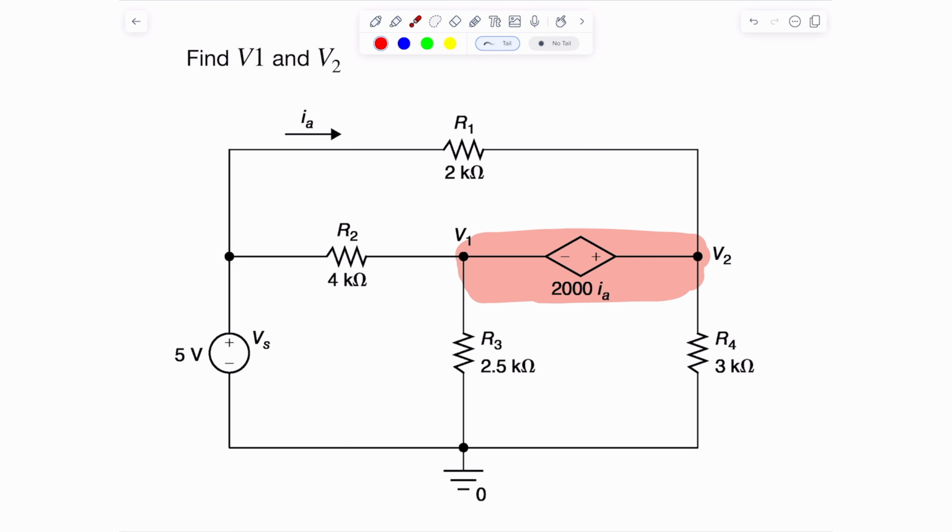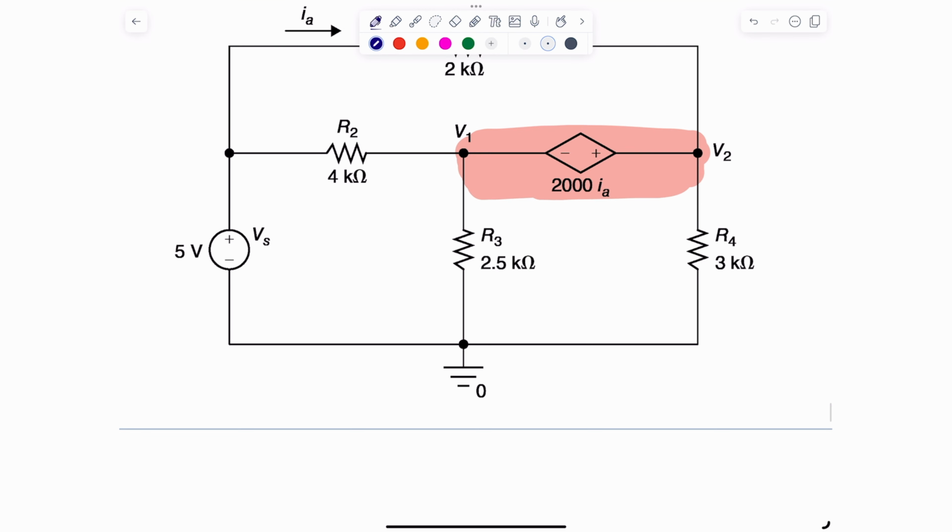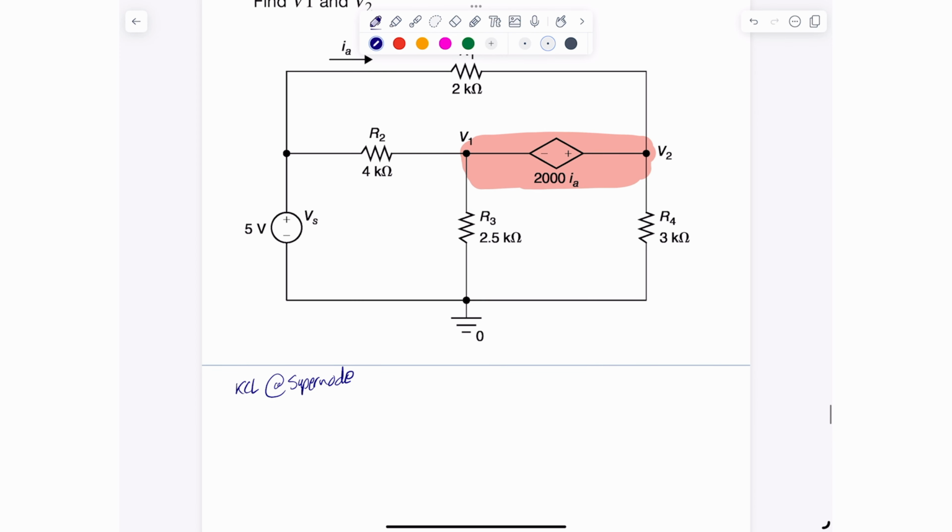Let me see how many equations I need in total. In terms of nodal analysis, I only have this one supernode, and I don't need anything else. So I just need to write a KCL equation for the currents leaving here, here, here, and here. Those are 4 different currents. So let me write the equation: KCL at the supernode.